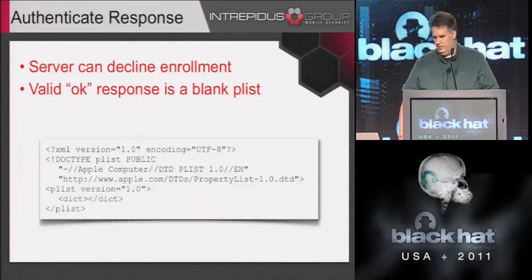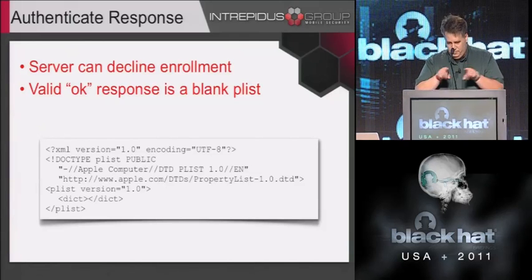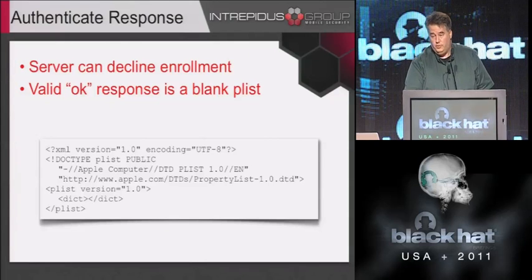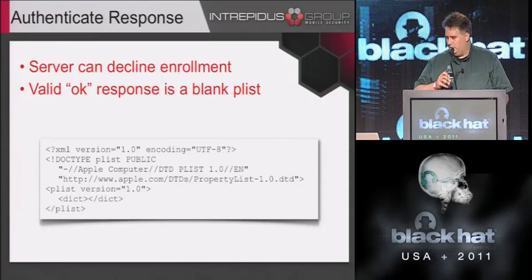And the server can decline enrollment, or it can send back just a blank plist, just a blank property list file, and that's all you see right here. It's just a simple XML structure with little empty dictionary tags in the middle there. And that's accepted by the device as a valid OK response. I'm sure there's probably an actual official response that's supposed to be sent, but this works too.